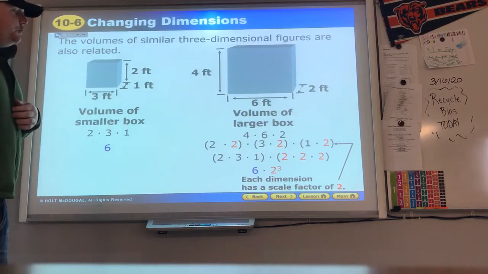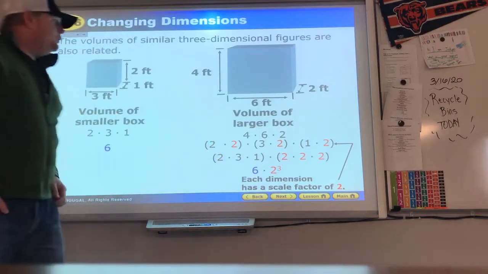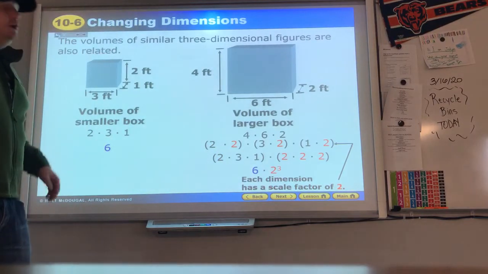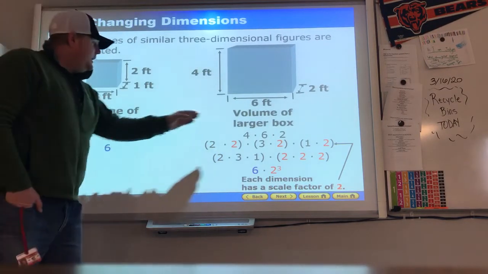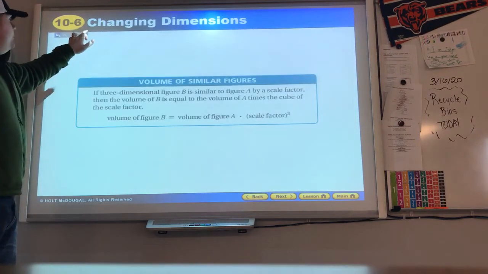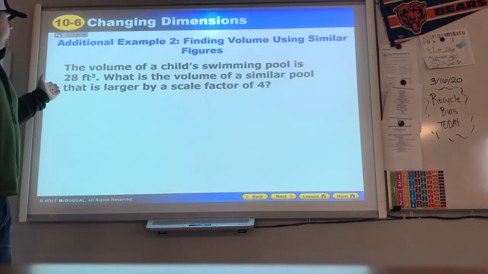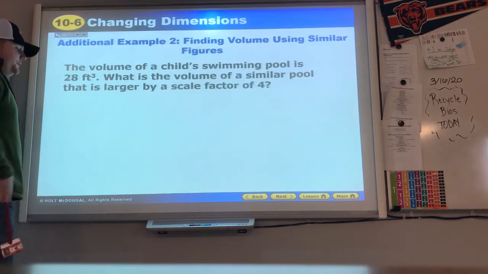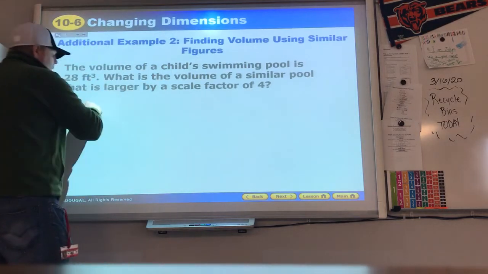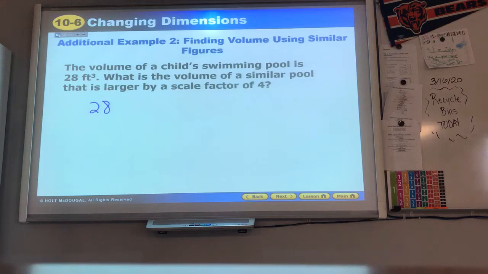6 times 2 cubed. For volume, scale factor cubed times the original volume will get you your answer. And that's what it was. So, you can see that here. The original volume was 28 feet cubed. What is the volume of a similar pool that is larger by a scale factor of 4?